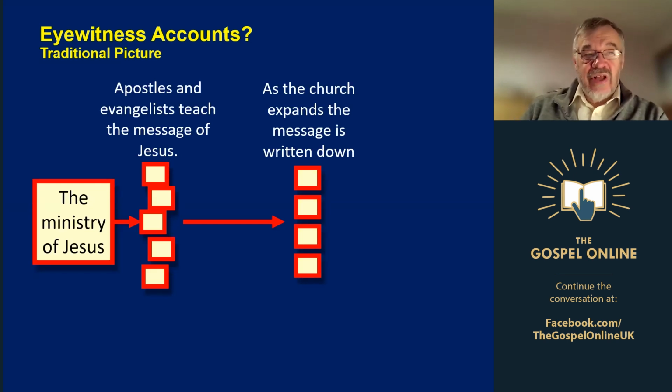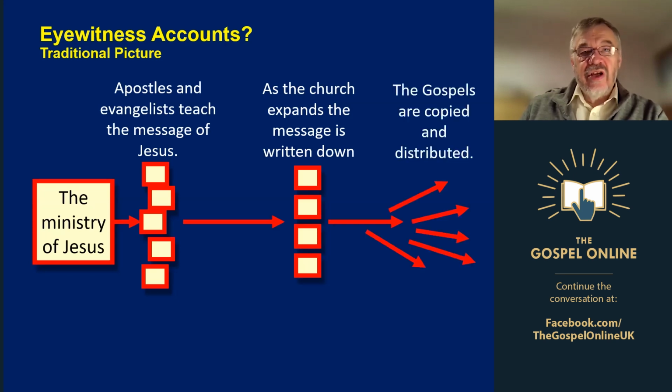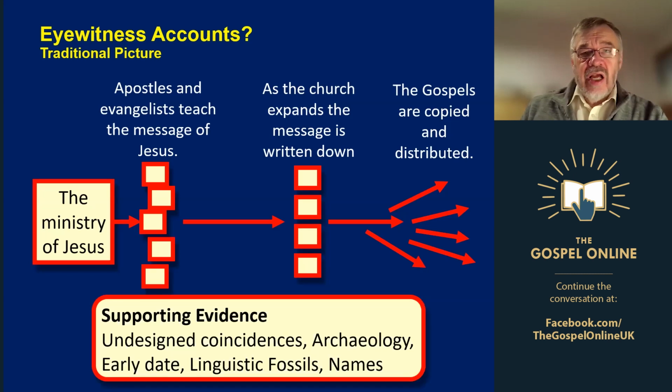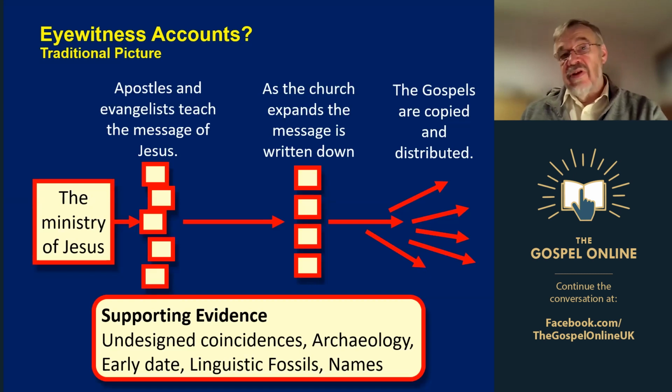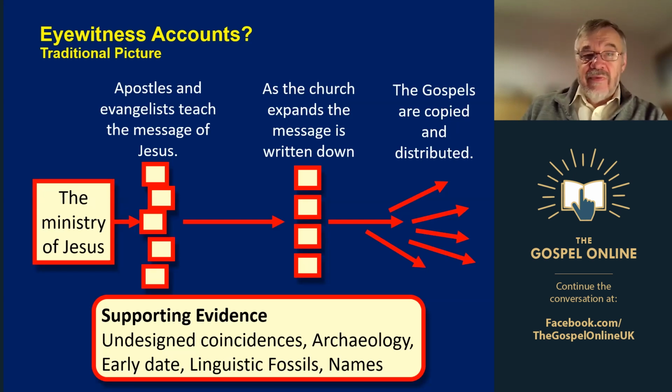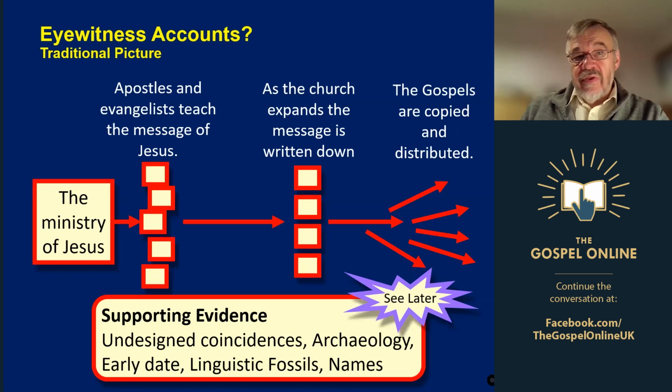And the Gospels then become an authentic record of what Jesus did, that stops the speculations that might be going on in the church. And then those Gospels are copied and distributed and go throughout the whole church. That's the traditional picture. It's got evidence to support it. There are things like undesigned concurrences, archaeology, the dating of the Gospels. It's got linguistic features, the way that the names are written in them. We'll have a look at that later on, but the evidence is there.